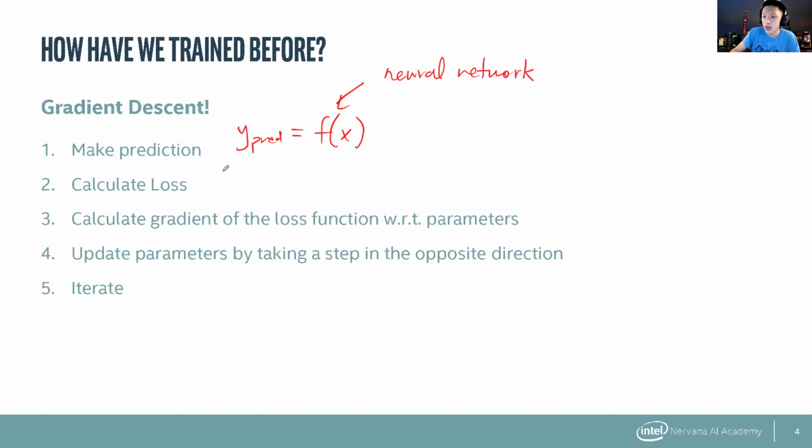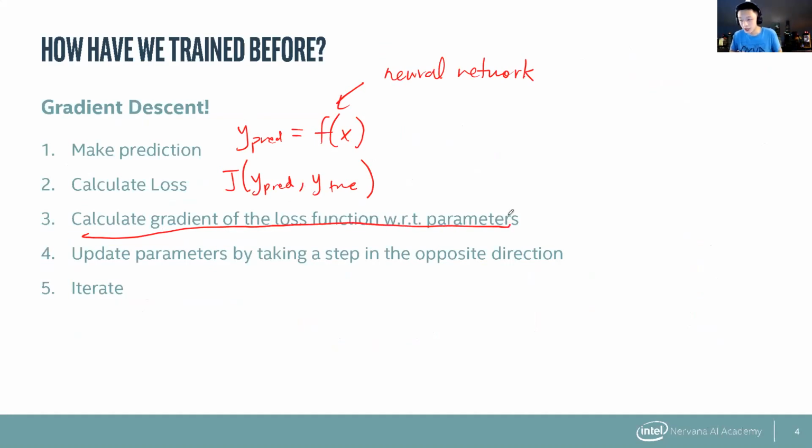You calculate the loss. So you say J of y pred, y true, and then you calculate the gradient of the loss function with respect to the parameters. This is the really key part, and it's perhaps a little bit confusing because some of these terms are probably not familiar to you. So let's talk about what this means. We're going to take an aside to talk about what this means. So let's dive right into the aside.